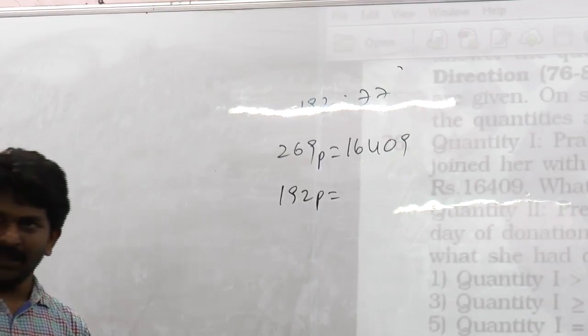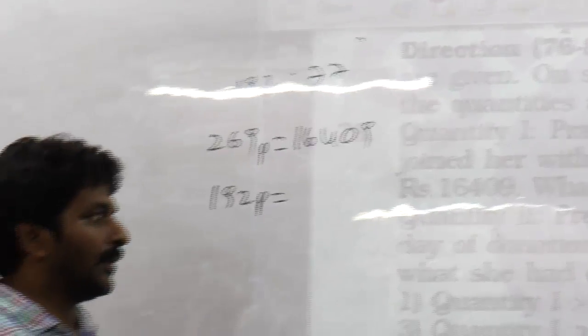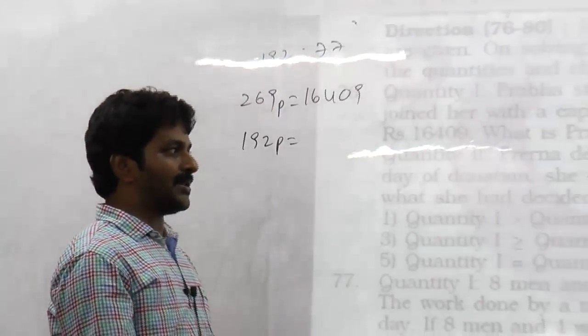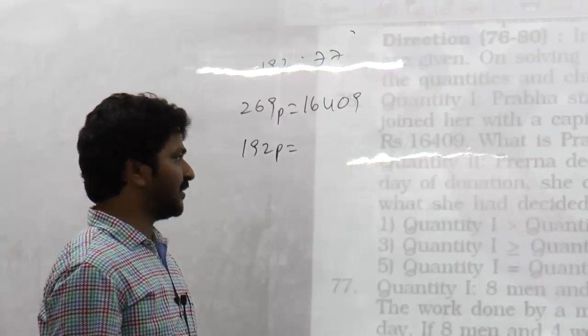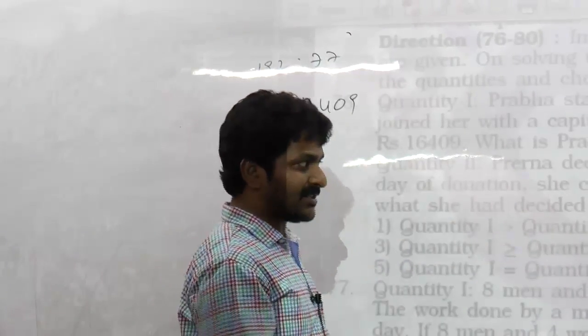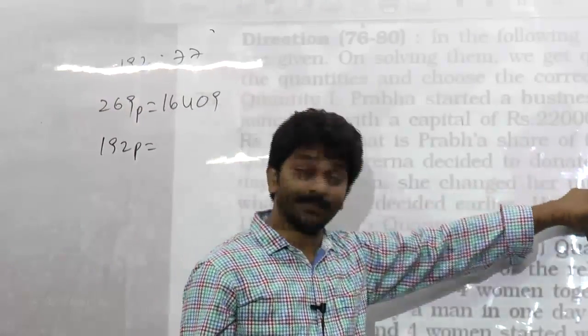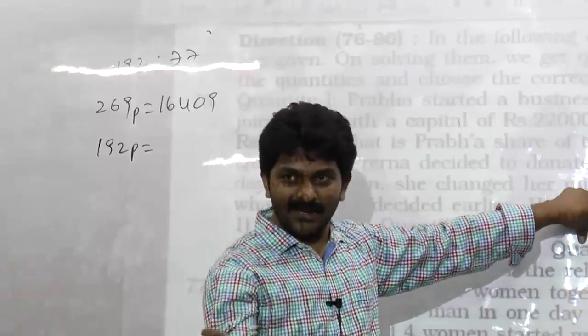Just hold it. Anyway, we need to go for comparison, right? Let's calculate quantity 2. Prerna decided to donate 15% of her salary to an orphanage. On the day of the orphanage, she changed her mind and donated 1896, which was 80% of what she had decided earlier. 80% of what? Or 15% of 80?